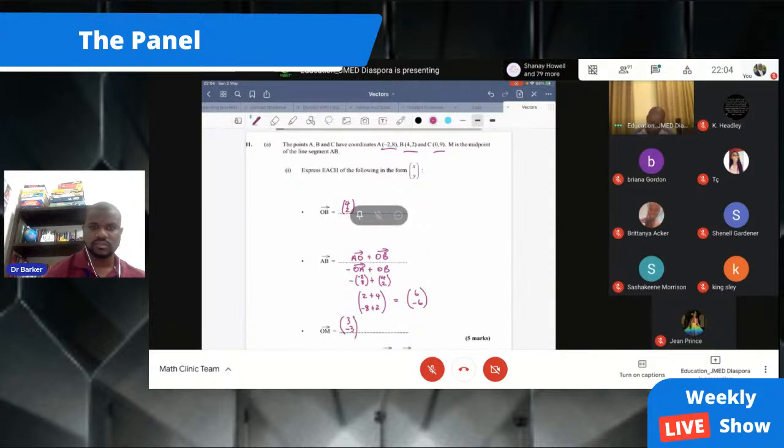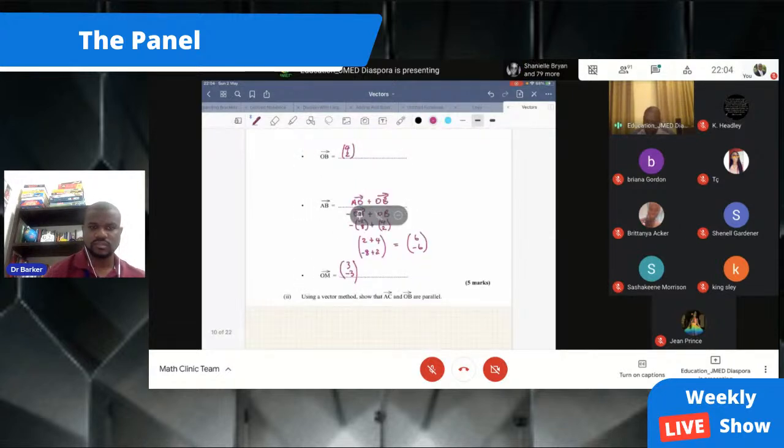Okay? Good. It says use a vector method. Show that AC and OB are parallel. What did Dr. Barker mention about parallel vectors? They are multiples. So there's a scalar multiplication of each other. Okay? So let's look at it then.